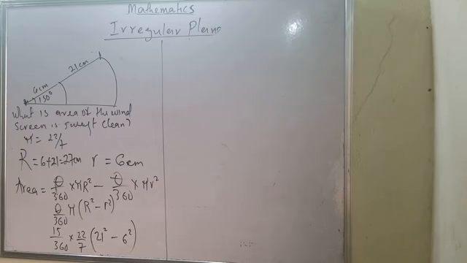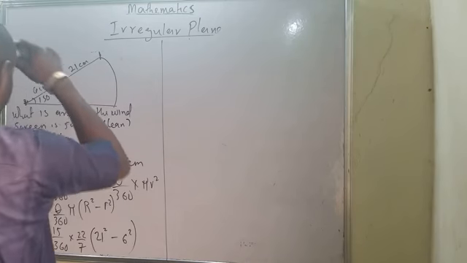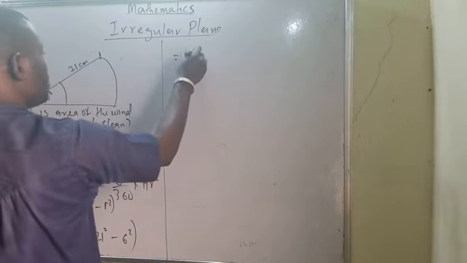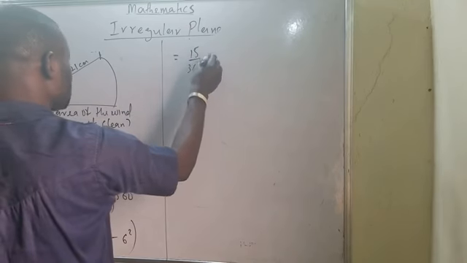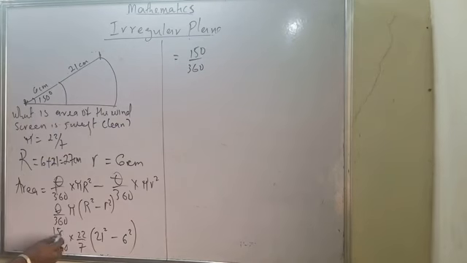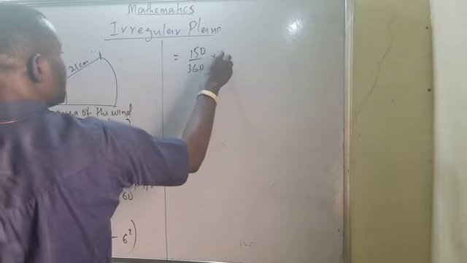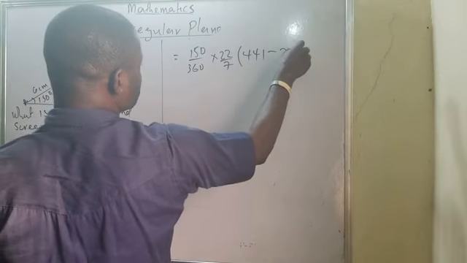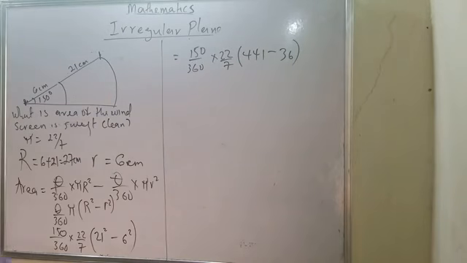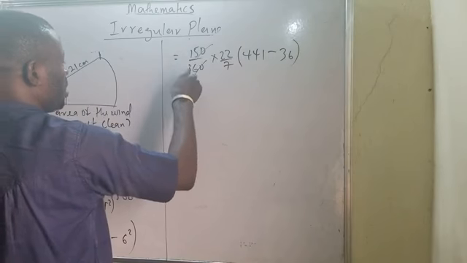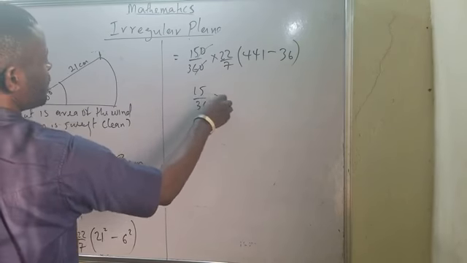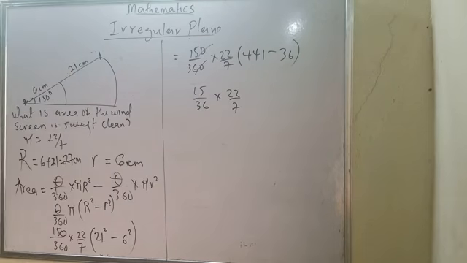Now, with 441, what else can I do? 36, yes. It means I'll be having 15 divided by 36. Okay, 150. Sorry about that. Theta is 150. Now, multiply by 22 over 7, bracket of 441 minus 36. I can say that I will be having 15 over 36, 22 over 7.